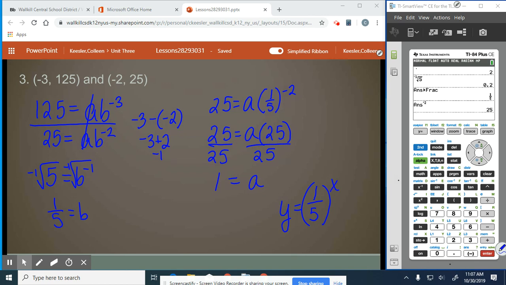Okay, so there's a lot of fancy things going on there with the calculator. If your calculator is not cooperating, let me know and I'll show you how to use yours. Let's try one more example.